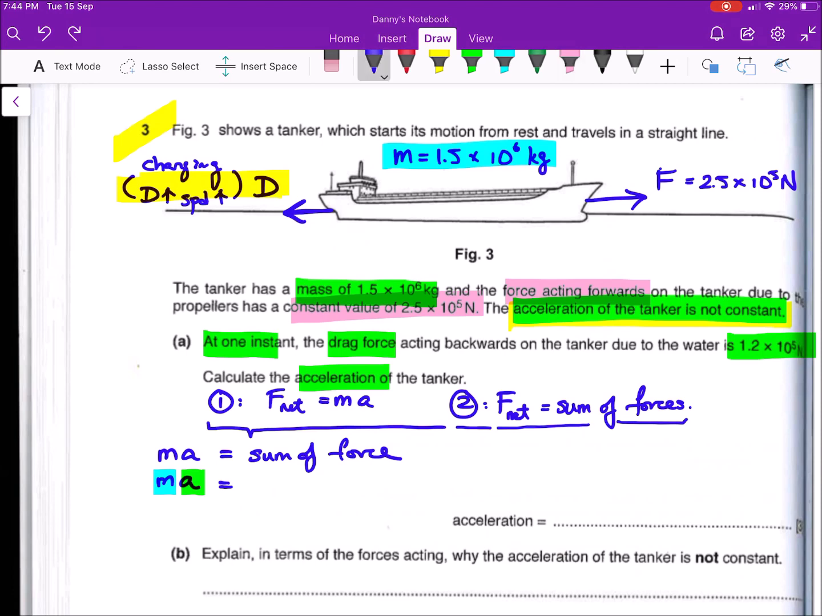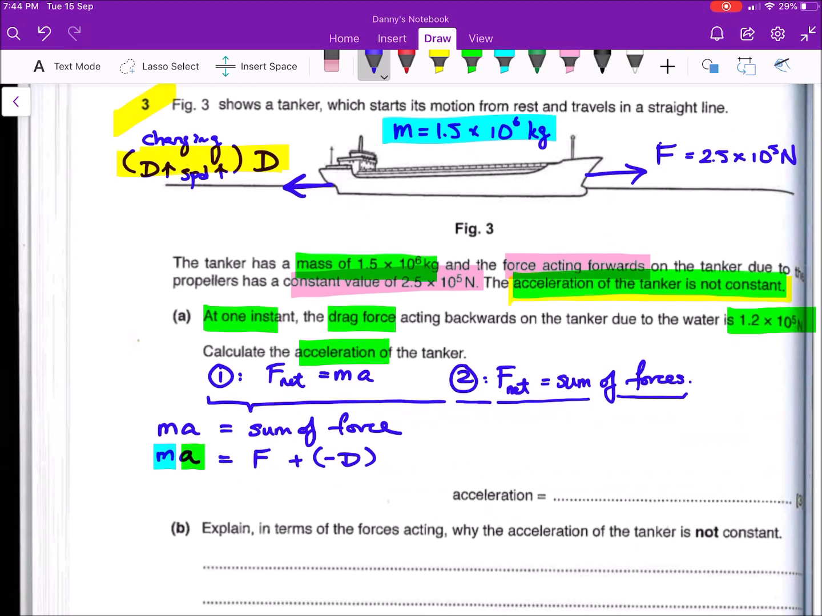If we look at the sum of forces, there are two forces. The first one is F. The second one is your drag force. But the drag force is acting in the opposite direction, so this drag force will take a negative value, so minus D. Once you see this, you will notice that if your drag force increases with speed, that means the drag force will start off with 0, because at that point your tanker is from rest. So at the very beginning, your drag force equals 0 at time equals 0.